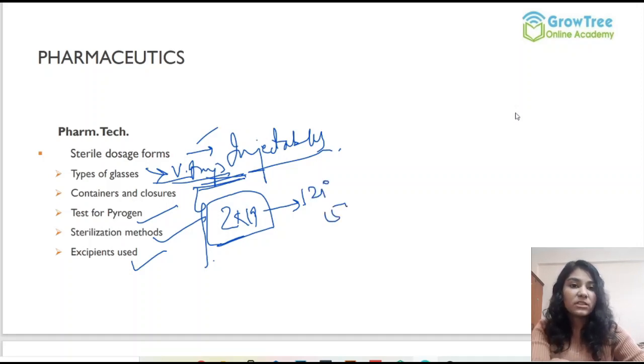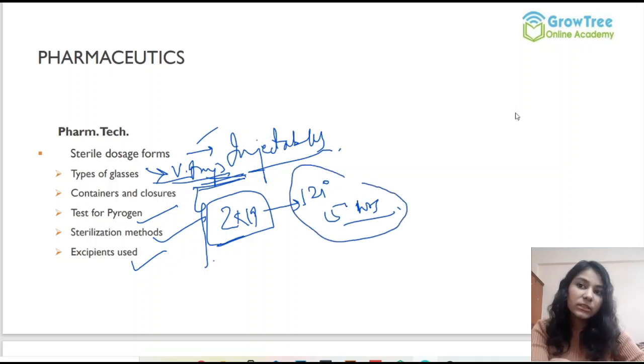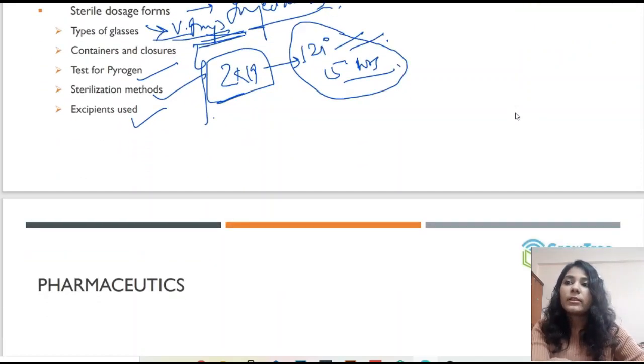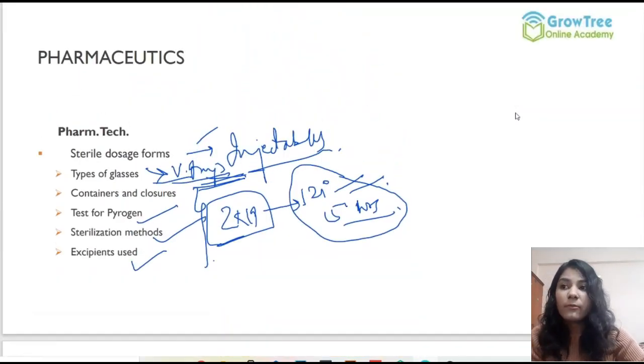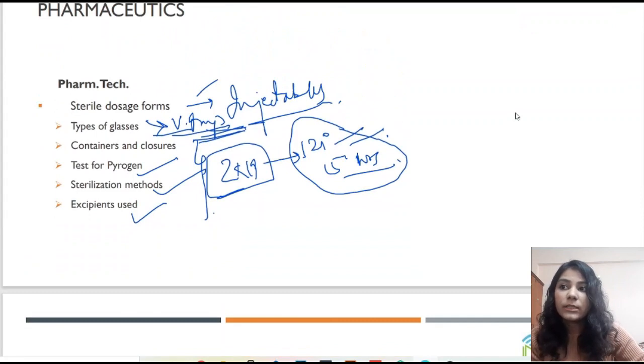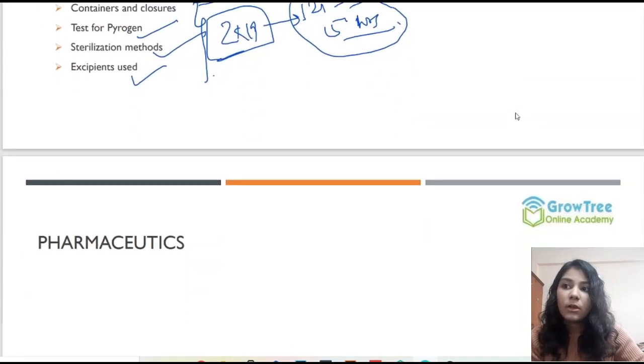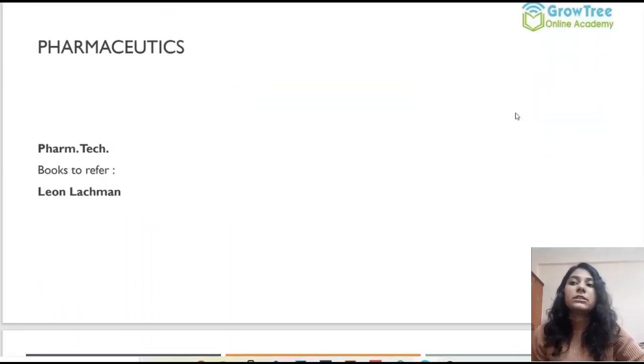Go through previous year's question papers and you yourself will be able to judge which part of the chapter is important and which part is not. Then which books you can refer for PharmTech. There is a book, Industrial Pharmacy by Leon Lachman, and this book would help you a lot in qualifying the GPAT exam and finding out the most important points.